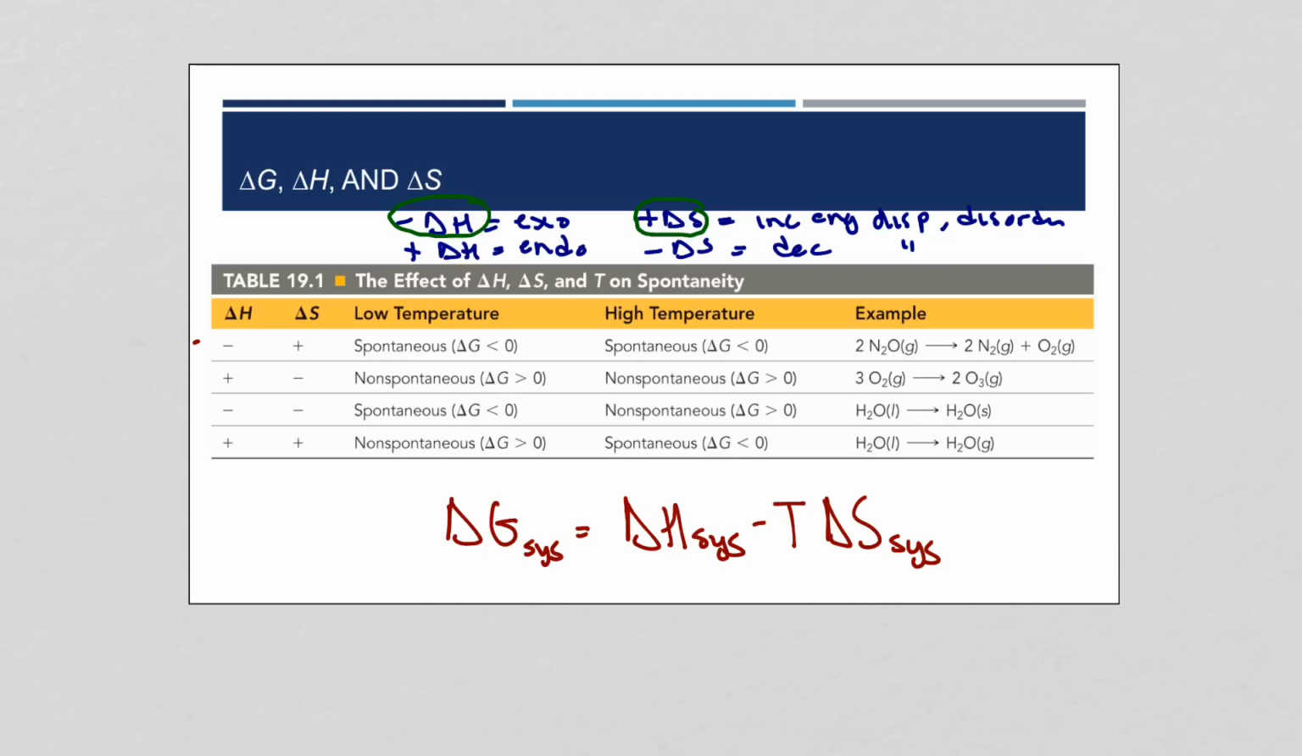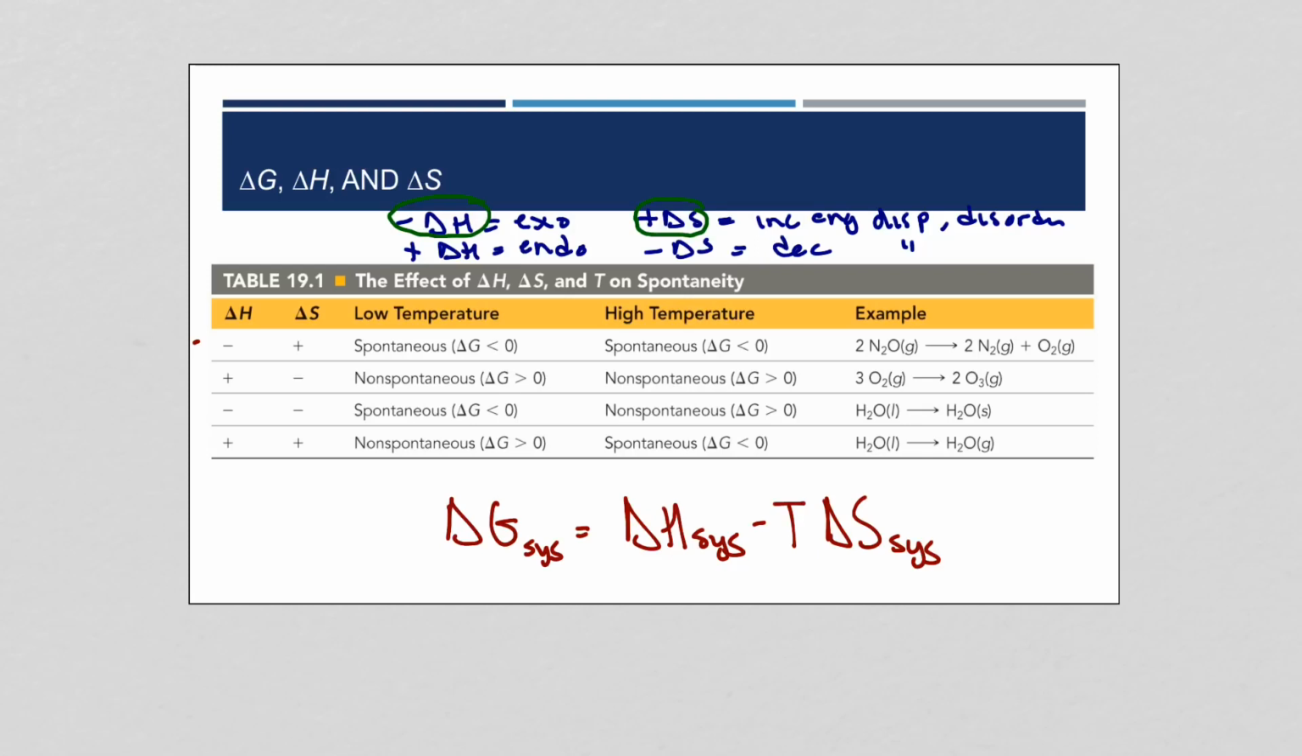So in our first example, where we have both a negative delta H and a positive delta S, a reaction will always be spontaneous. So mathematically, we can look at this. If delta H is negative and delta S is positive, then we will always have a negative plus a negative, and so we will always be having a negative answer. So for any value of T you plug in here, you're always going to end up with a negative answer.